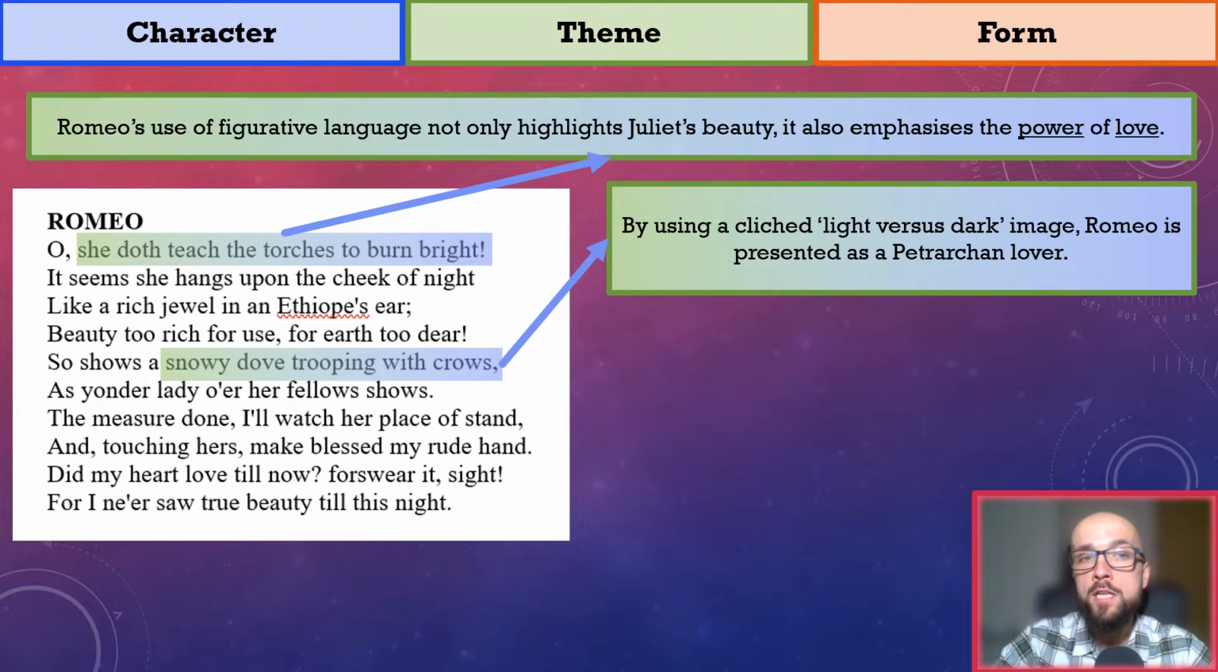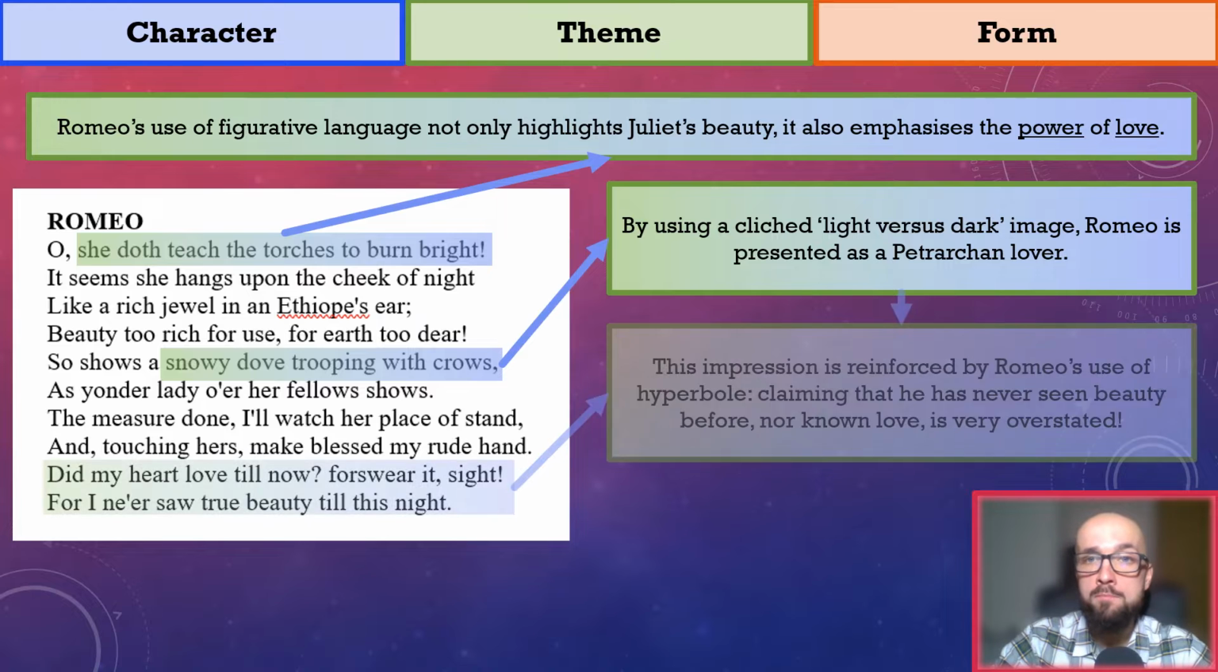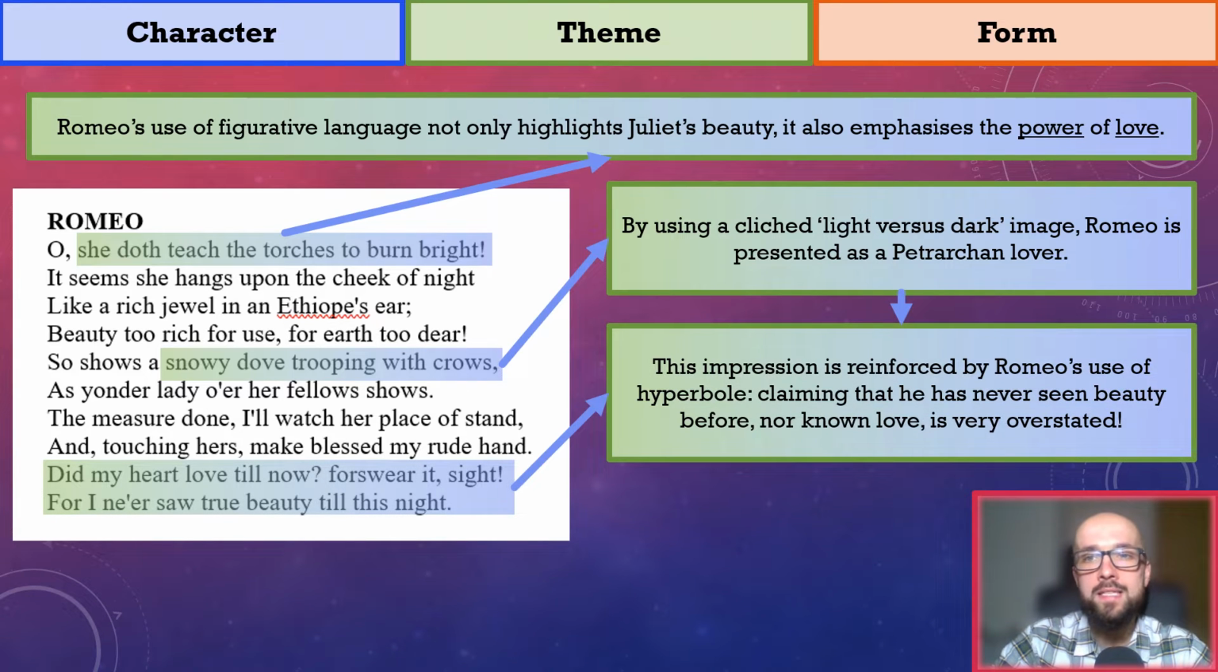In fact, Romeo's presentation as a Petrarchan lover is reinforced by his use of hyperbole, for his claim that he has never seen beauty before, nor known love, is very overstated. I mean, wasn't he massively crushing on Rosaline only earlier on in the play?